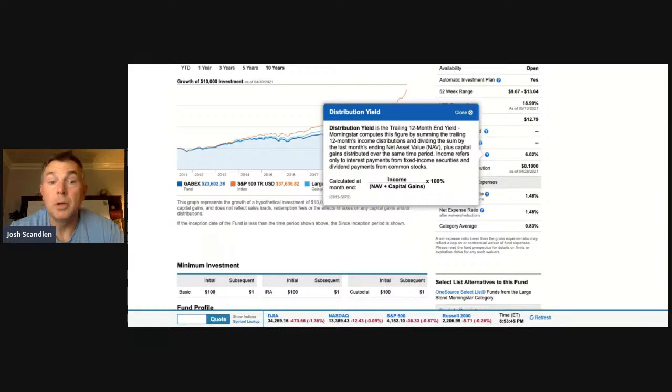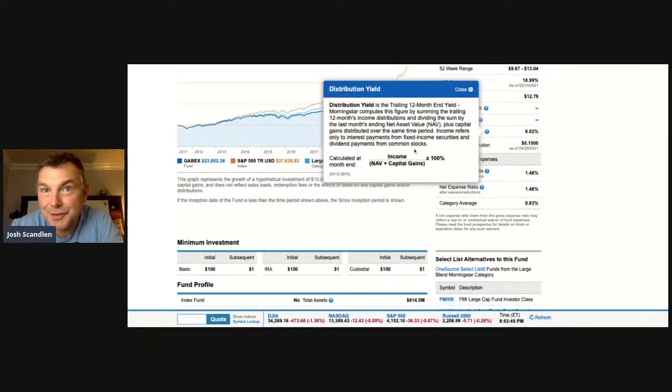Income refers only to interest payments from fixed income. Okay, good. So they are not using the principal. They're not paying back your principal. Income refers only to interest payments from fixed income securities and dividend payments from common stocks. All right. So the fund itself isn't doing that.